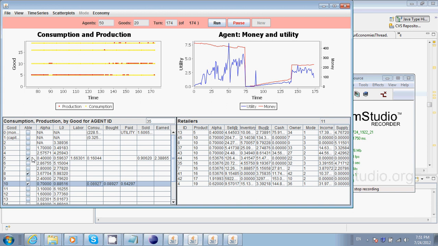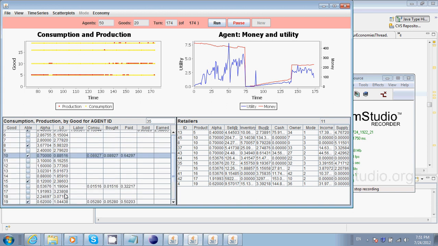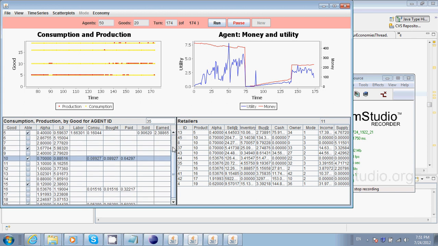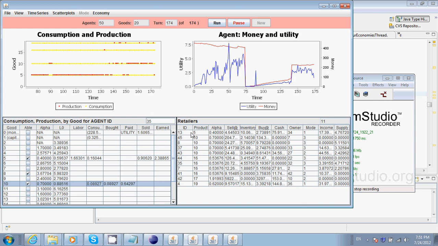You see these check marks represent all the things that he knows how to make. So he knows how to make good 19, 15, 10, 8, and 5. And then these guys are all the retailers that he knows about. And you notice that he bought every product that he can. So he knows a producer of good 5. Well, in this case, he sold. So he sold to this guy. He knows some producers of good 10. He knows some producers of good 16. And he knows a producer of good 17 and a producer of good 19. So those are the retailers that he knows. So those are the people he can do business with.